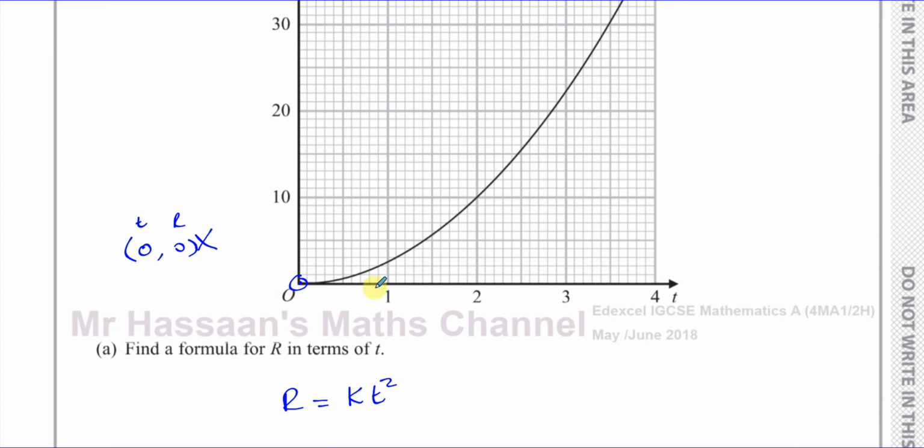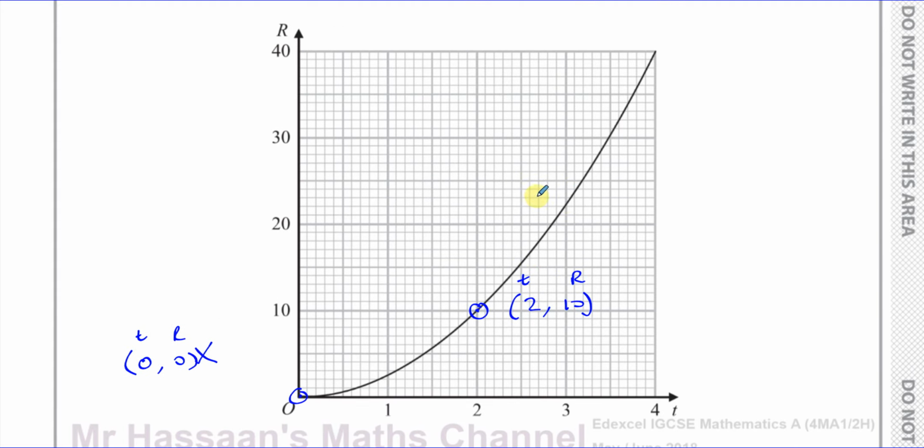So we have to look for points from which we can read accurate values. I wouldn't choose 1 and whatever this value is because it's not precise. But I would choose 2 and this value because it's an exact value. So when T is 2, we can see R is 10. T is 2, R is 10. So we can use that value of T and R to help us find what K is. That's all we really need, but we could also use this point if we wanted to, which is 4 and 40. Both of those should give us the same value of K. As long as they're precise values going through exact points, that will give you the correct answer.